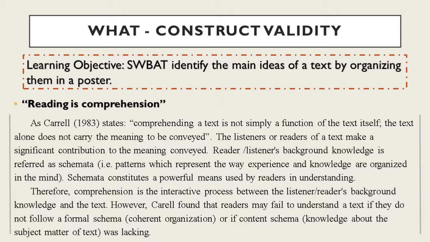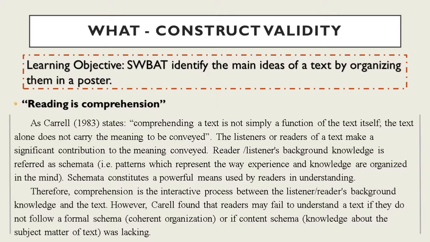The first step in the assessment process is to establish what we are going to be assessing. If we look at the learning objective, students will be able to identify the main ideas of a text and organize them in a poster. What we mean is that we are going to be assessing reading comprehension. We understand reading as a highly complex process in which the reader plays an active role. And reading can be defined as the process of extracting and constructing meaning from text.